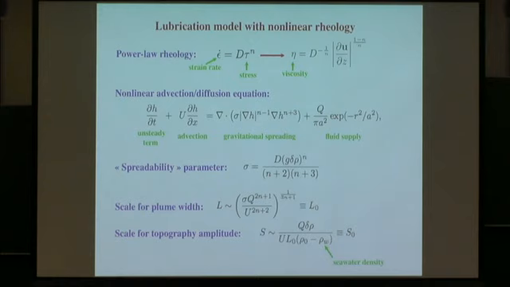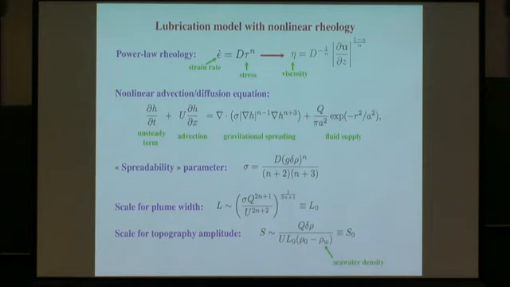So we put that into the same sort of equation I showed you before, where now we want to keep an unsteady term, advection of the thickness of this puddle, a gravitational spreading term, which is even more nonlinear than the one you saw before, and a fluid supply term, which represents the fluid being supplied by the plume pipe. The spreadability parameter takes a somewhat more complicated form, but it's still the same idea. It's buoyancy over viscosity, roughly speaking.